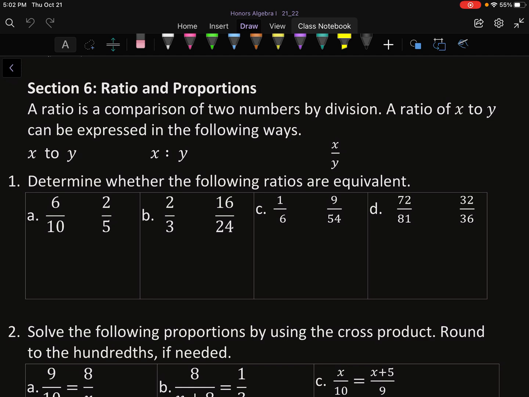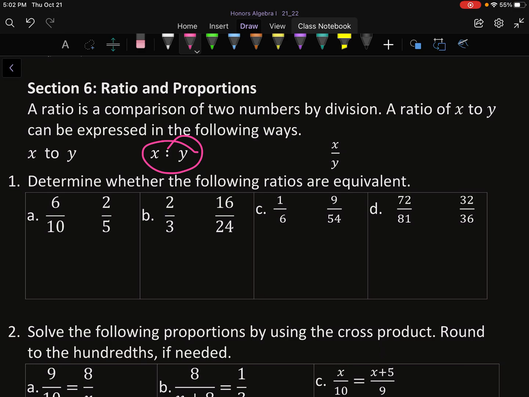So ratios. A ratio is a comparison of two numbers by division. A ratio of x to y can be expressed in any of those ways. I don't typically use this notation, but it is used.